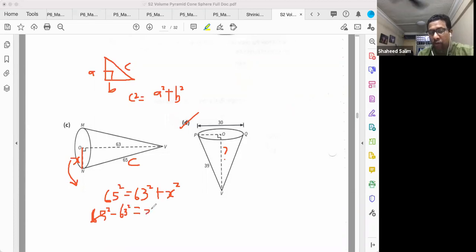This is equals to X squared now. Then later on you square root the answer, you will get X. You must square root the answer. So you take 65 squared minus 63 squared. Whatever answer you have, square root it, you will get the X down here. Then you can do.